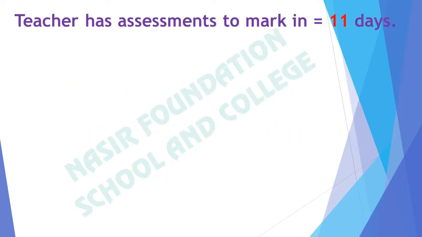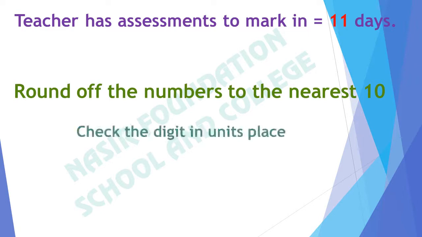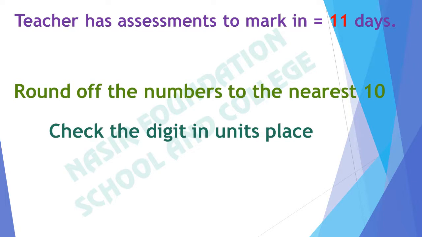The teacher has assessments to mark in 11 days. Now we will round off this number to the nearest 10. Check the digit in the units place. In the units place there is 1. Now we will compare it with 5, and 1 is less than 5. It means the number will not change. The number at the tens place will remain the same and all the digits on the right hand side will become 0.